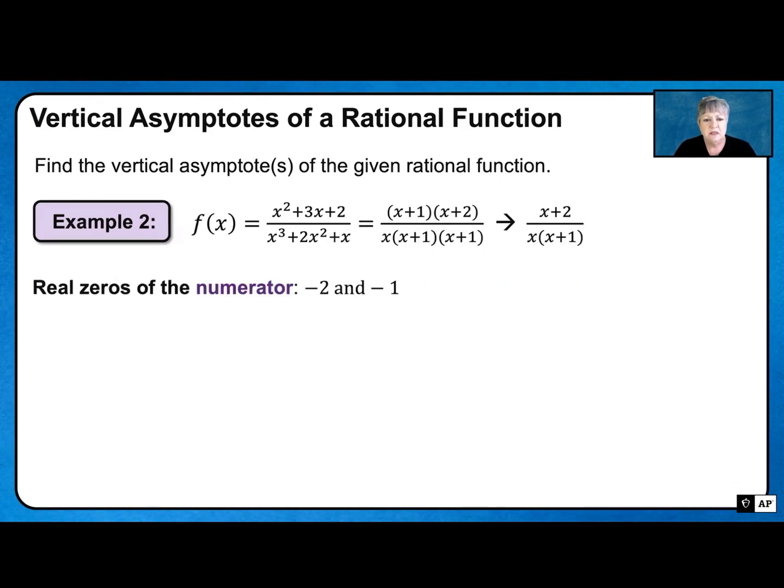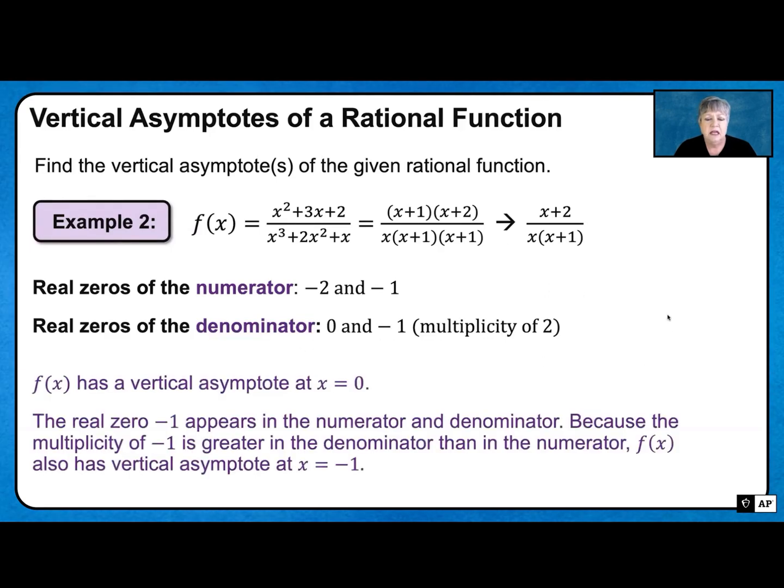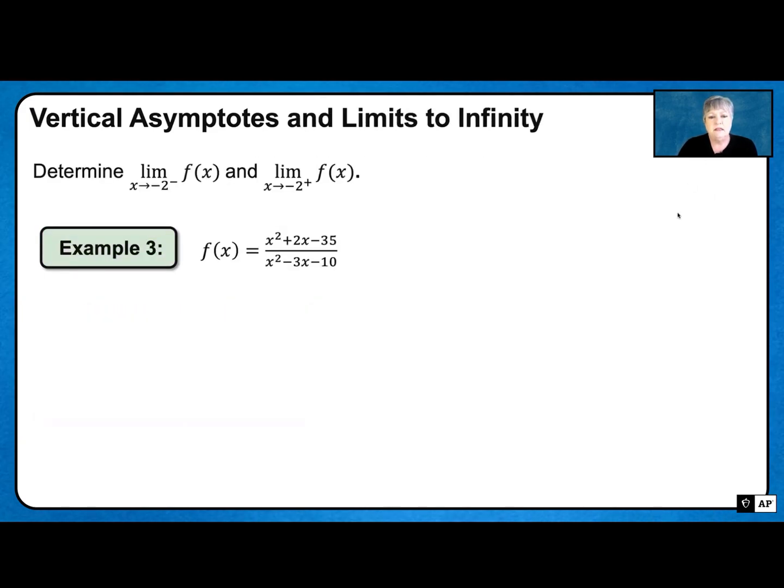So our real zeros of the numerator were -1 and -2. The denominator, 0 and -1, with a multiplicity of 2. So that tells us we will have a vertical asymptote, certainly at 0, and we will also have a vertical asymptote at -1 because the multiplicity of that -1 in the denominator is larger. So that factor is not reduced completely away. It's not going to be a hole. It's going to be a vertical asymptote there as well. So pay attention to the multiplicity when you're finding vertical asymptotes. So we will have 2 here at 0, which is the y-axis, and at x equals -1, as shown on this graph.